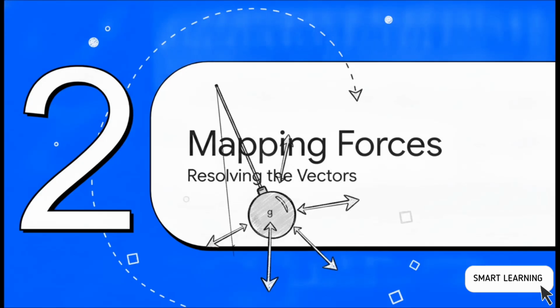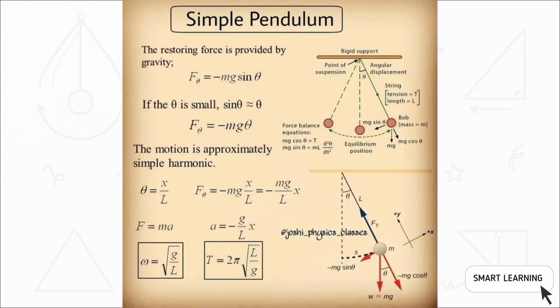Moving right along to section 2, mapping the forces. Imagine pulling that pendulum bob to the side and just letting go. Assuming no air resistance, it swings back and forth. But why exactly? Well, look at the hidden geometry here. You can clearly see the weight of the bob pulling straight down due to gravity, which is mass times gravity, or mg. But because the bob is hanging on an angled string, that downward weight vector splits.